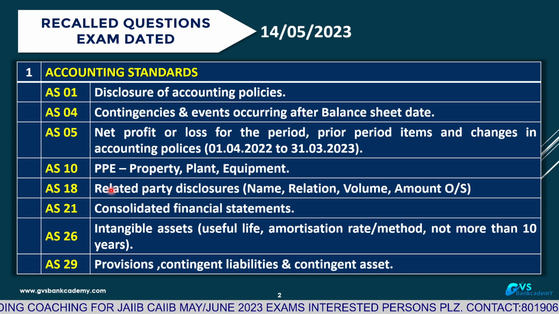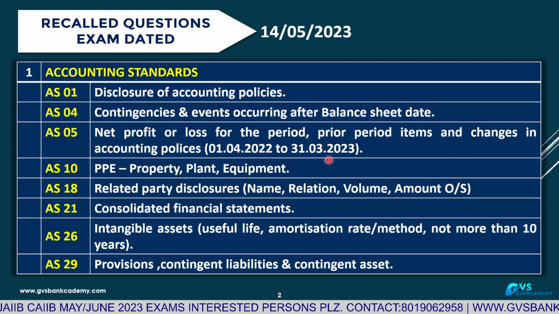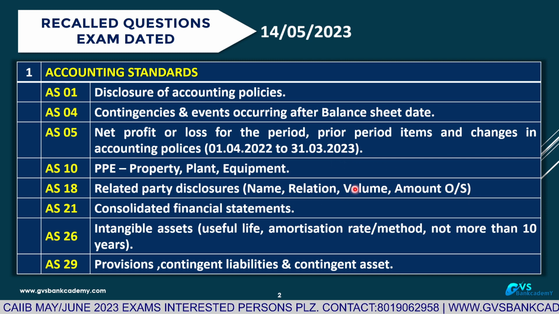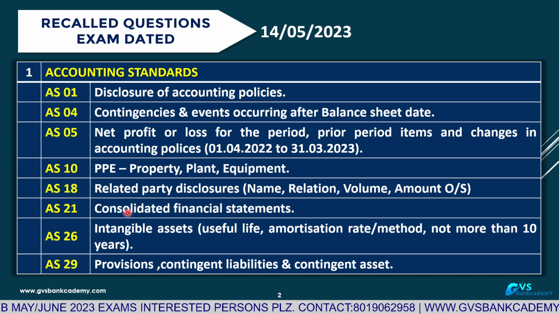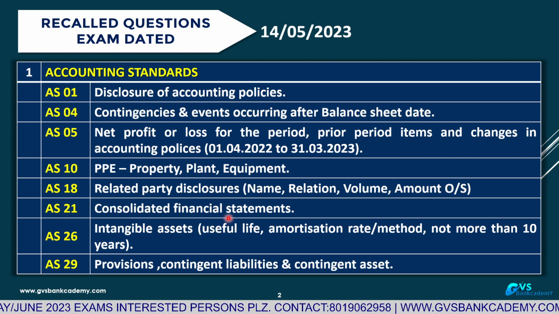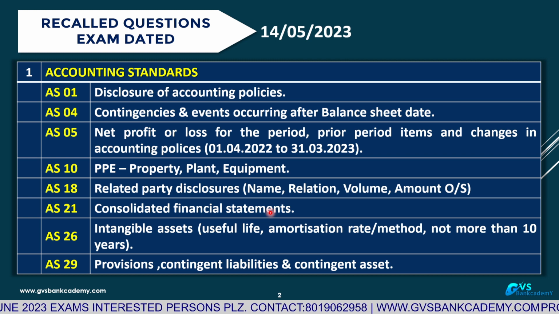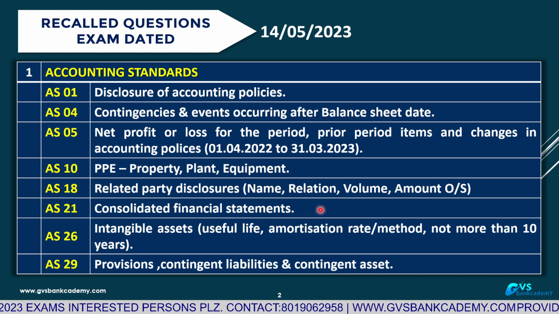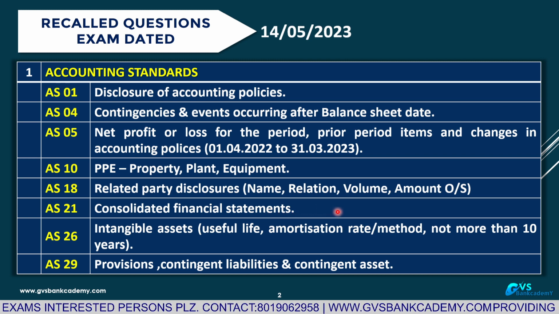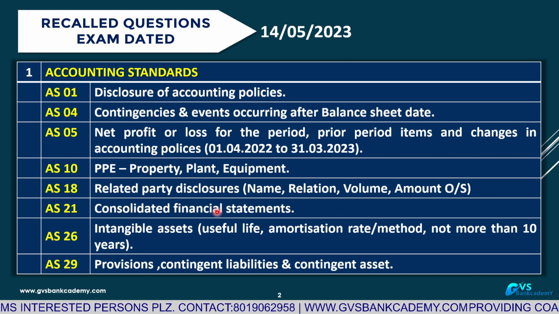What do they have to disclose in the financial statement? Name of the related party, relation with the company, volume of transactions, and amount outstanding as on balance sheet finalization. These are the minimum disclosures for related parties. And consolidated financial statements, that is holding company, subsidiary company, associate company, joint venture. Consolidation, a single balance sheet of group companies, is Accounting Standard 21.